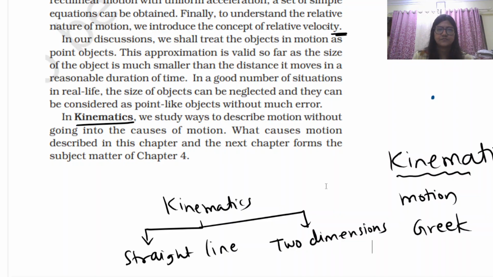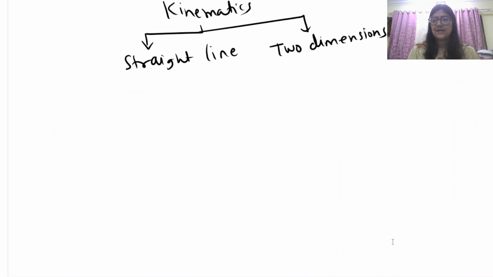Coming back, let's just finish this. In kinematics, we study ways to describe motion without going into the causes of motion. So we don't have to worry why the motion is happening. We are just worried about how it is happening. All right. Now, what causes motion, described in this chapter and the next chapter, form the subject matter of chapter 4. Again, there are a lot of things they are talking about. It doesn't make a lot of sense. That's okay. It will be covered later on. So this is just the introduction, and that's okay.